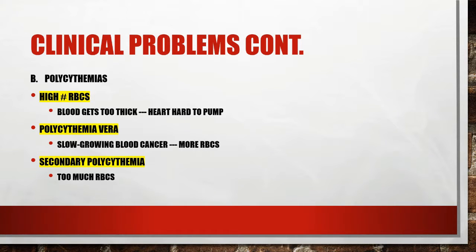So the next one is polycythemia, and the first one is high red blood cells. Blood can get too thick, hard to pump. The second one is polycythemia vera, which is a slowly growing blood cancer, and that means more red blood cells. And the third one is secondary polycythemia, which can be too many red blood cells.